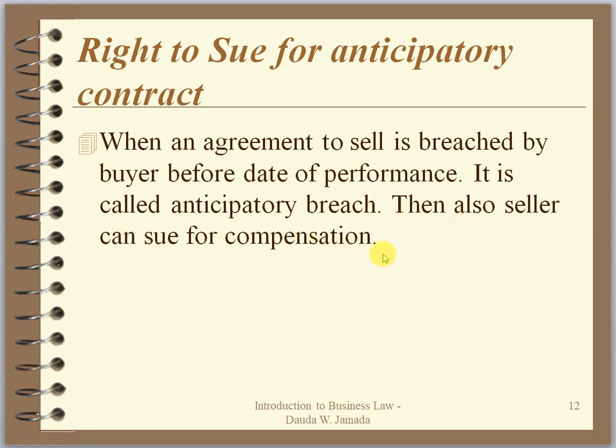So sometimes, like we have said earlier, under the contract of sale we have two major types of sale. That is the executed contract of sale, which is regarded as sale, and the contract of sale which is to be executed sometime in the future, which is regarded as agreement to sell. So in case of an agreement to sell, the person has promised to pay the money sometime in the future. If this kind of agreement is breached by the buyer before the date of performance, then it is called anticipatory breach.